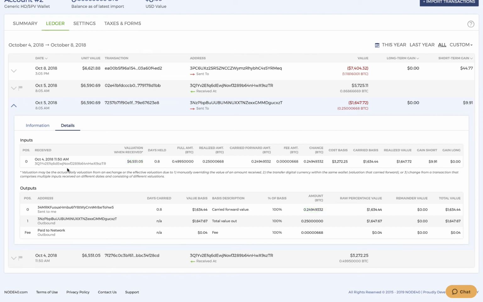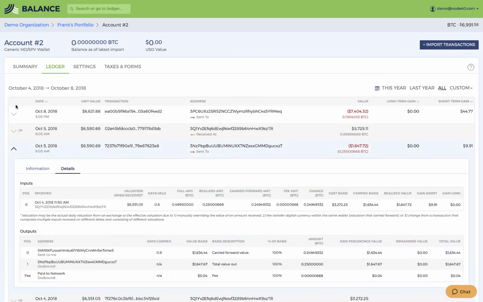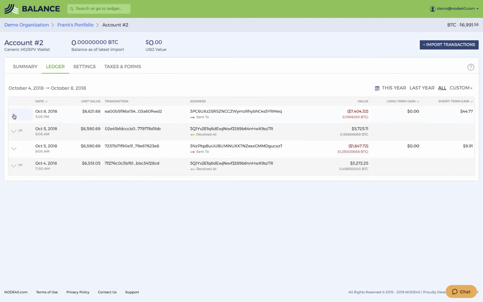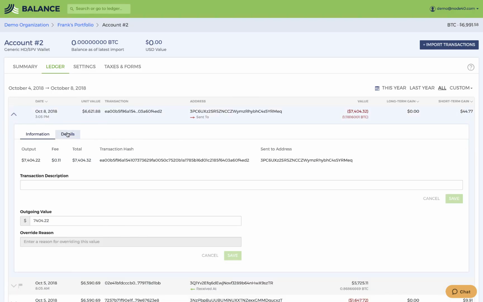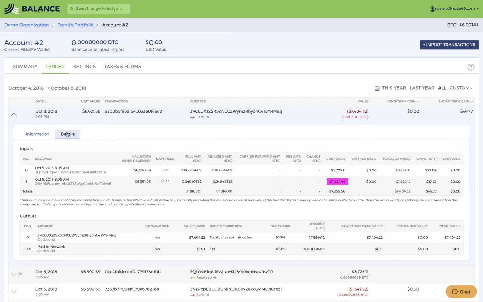When that change is finally disposed of, we use its true cost basis, or carried basis, to calculate both the realized value and the gain or loss. You can imagine how complicated these calculations become as the number of transactions increases.